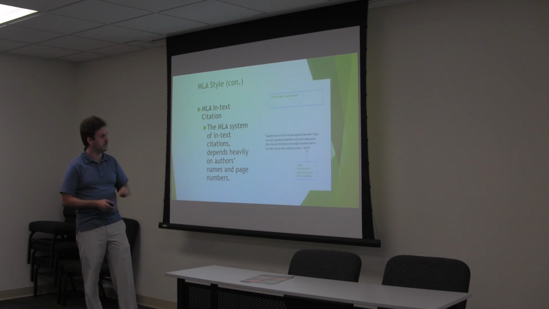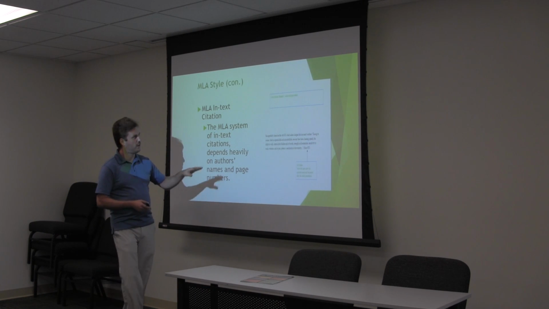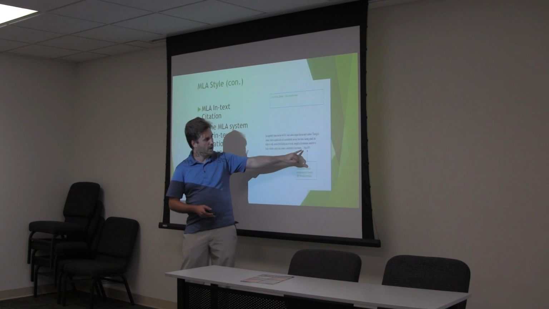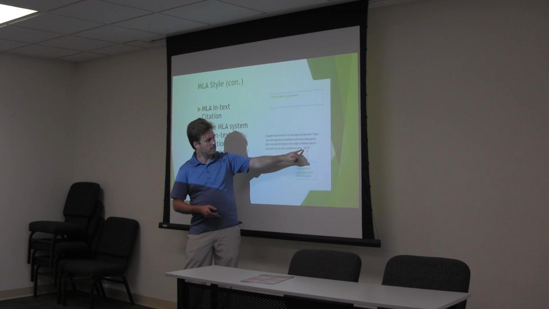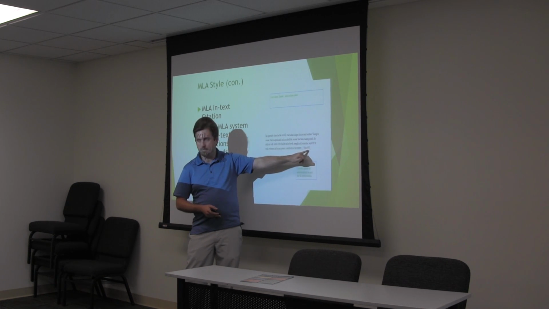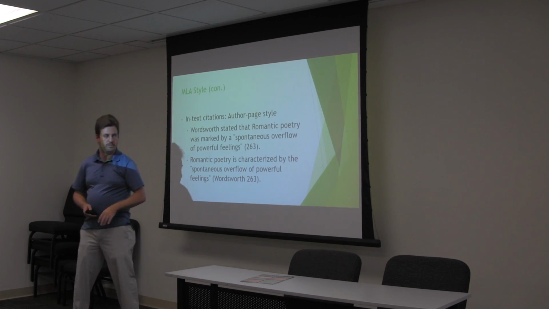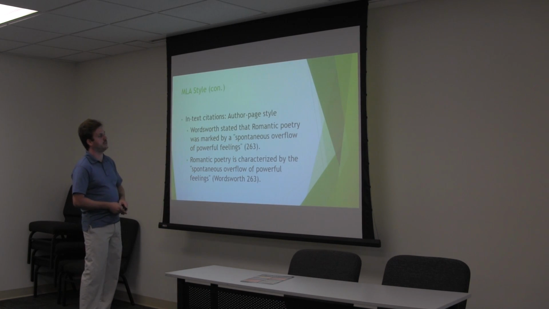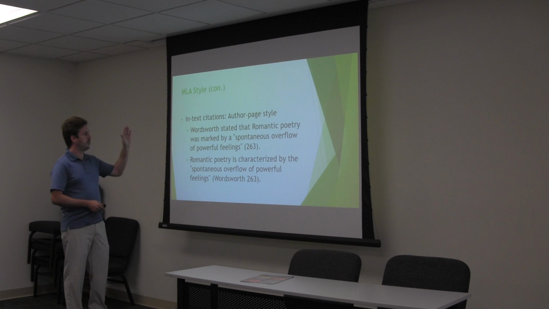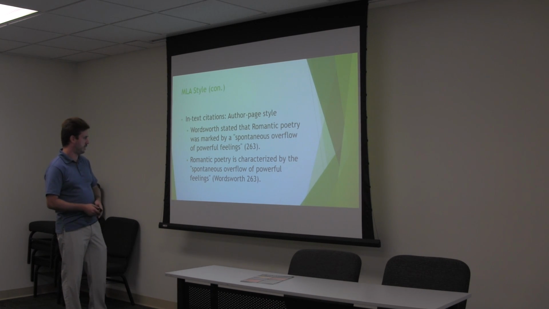So, MLA in-text citation. I know you can hardly see it here, but you have parentheses at the very end of the paragraph where you're quoting. You have the last name, space, and then the page number, then you close your parentheses. For example, here are some examples of how you could do this.